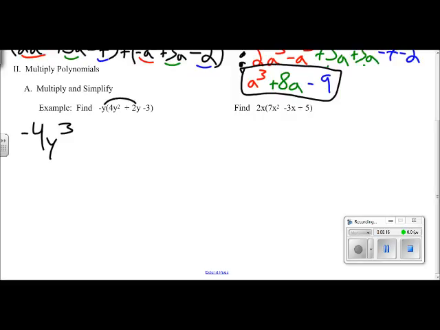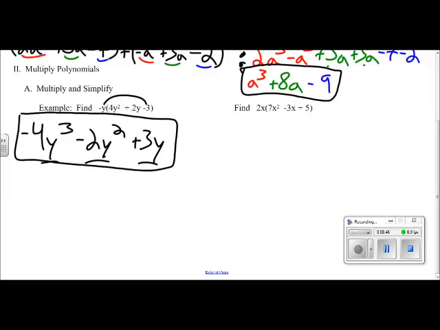Moving right along, negative y times positive 2y is going to leave us a negative 2y squared. Again, because this one is y to the first power, and this is y to the first. 1 plus 1 is 2. And our last piece, we have negative y times negative 3. Negative times negative is positive, so this becomes a positive 3y. Now all of these are in terms of y in different degrees, so these terms are already simplified down. So this is our final answer for the polynomial.